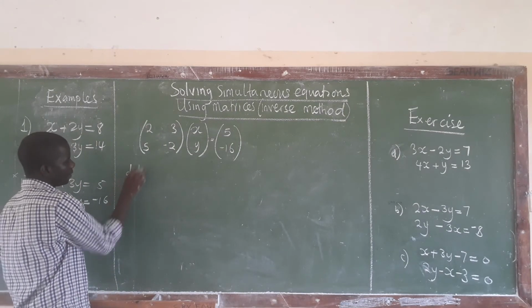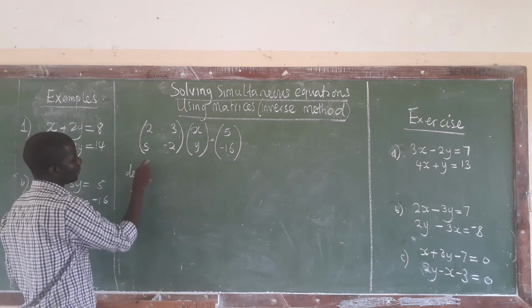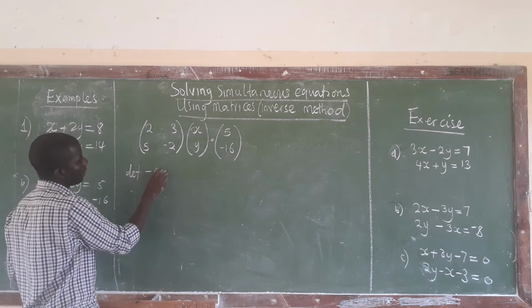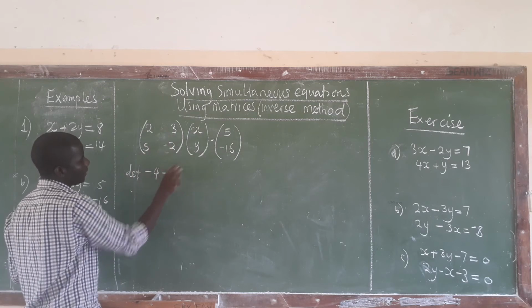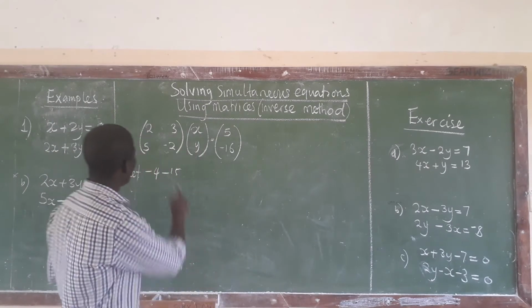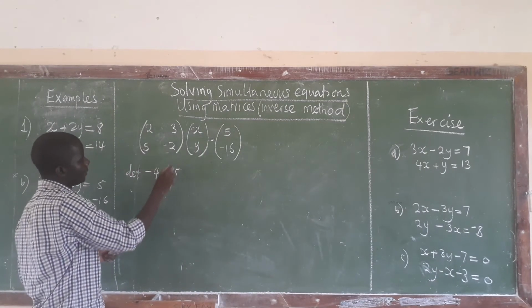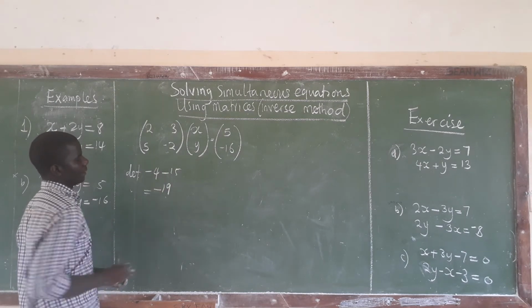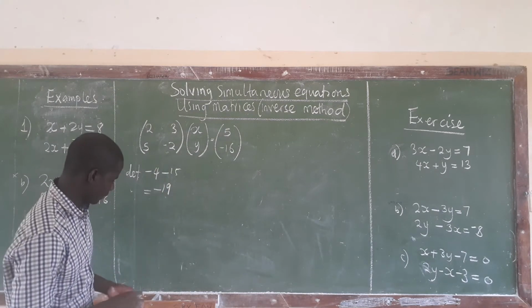Alright? So, let's find the inverse of this one. Determinant first. What we get, this gives us minus 4 minus 15. Are we together there? Negative 4 multiplied by that, then this is what we get. So our determinant will be negative 19. That is what is going to be our determinant.